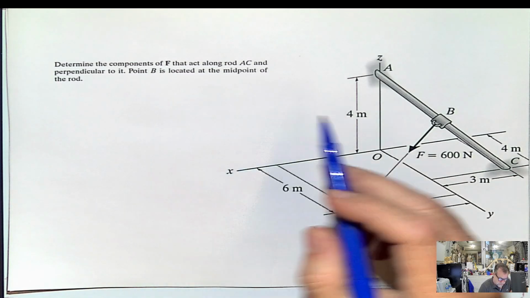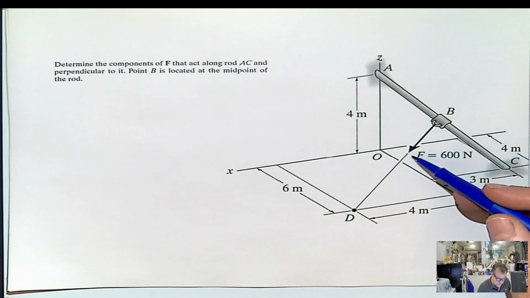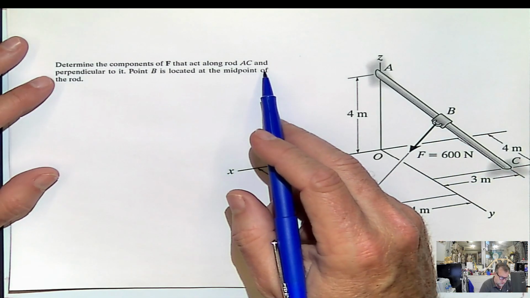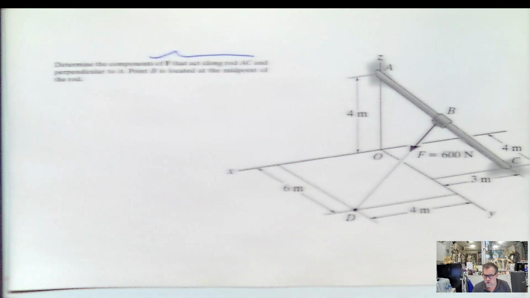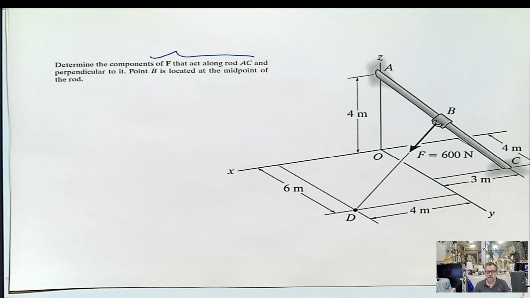Determine the components of the force F. This is the force F that acts along the rod AC. Okay, now this is where you push the brakes. Stop there. Every time a problem asks you what is the value of the force that acts along a line? How much of this force acts along this axis? What are the components of this force in this direction? The problem is screaming at you, dot product.